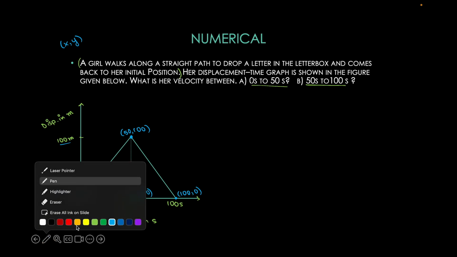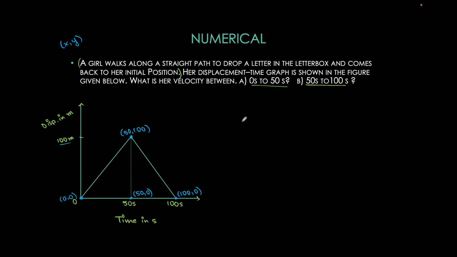So let us see now what the question has asked. We need to find the velocity between 0 to 50 seconds. Means we need to find the velocity in this part, right? So we know that in a displacement time graph, the velocity is nothing but the slope of the curve. So we simply need to find the slope. What does the slope of a displacement time graph say? That it's s2 minus s1 divided by t2 minus t1.